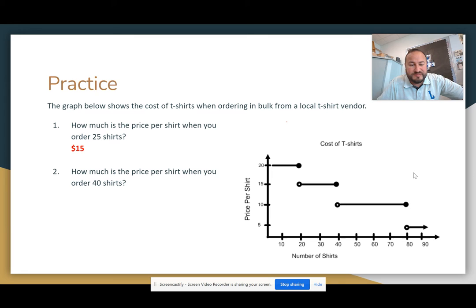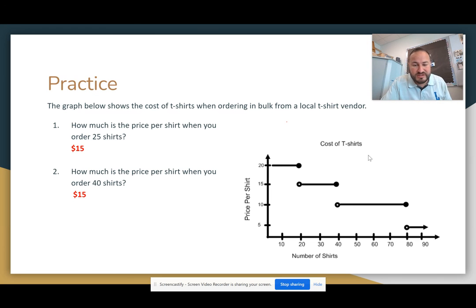How much is the price per shirt when you order 40 shirts? Be careful with this one. Well, if I look at 40 and I go up, there is an open dot right here. That open dot means it does not include 40. It includes anything above 40 because the line goes to the right, but it does not include 40. I got to continue going up to see the closed dot. The closed dot means that this line right here does include 40, which means it is still $15 per shirt when I order 40 shirts. Hopefully I didn't trick you up on that one.